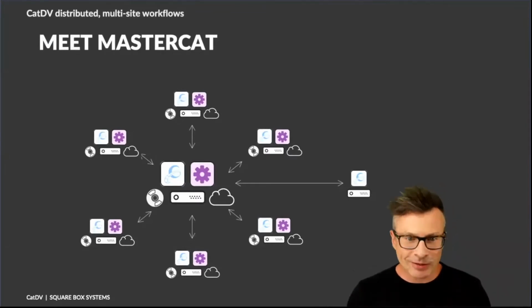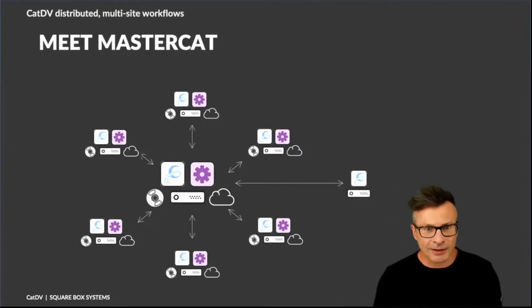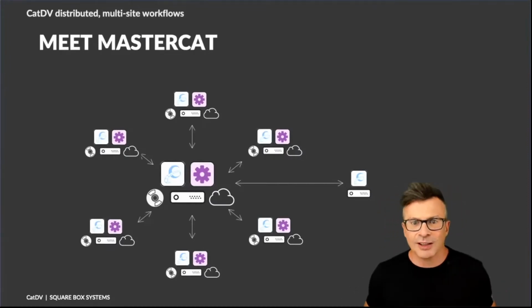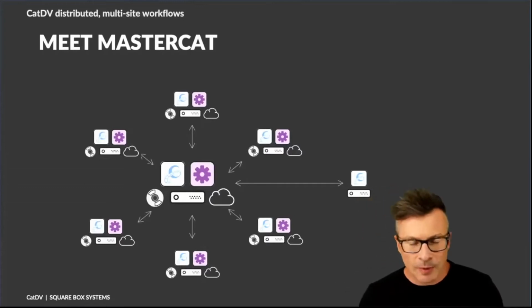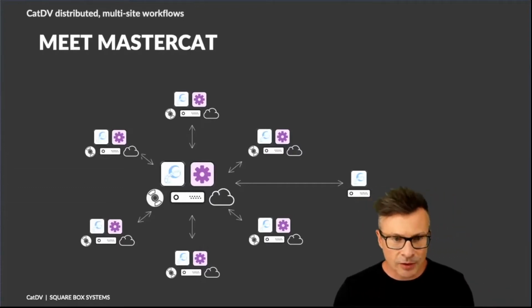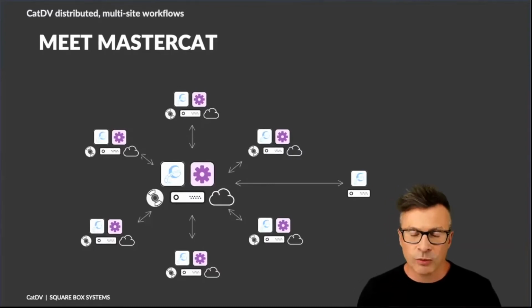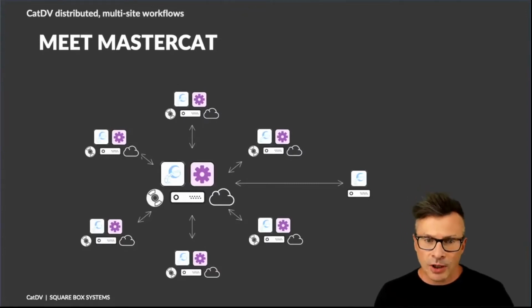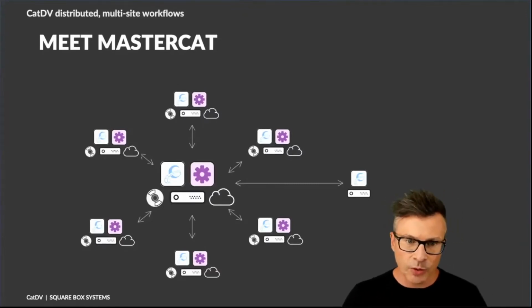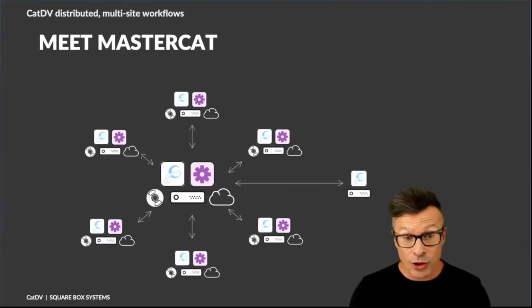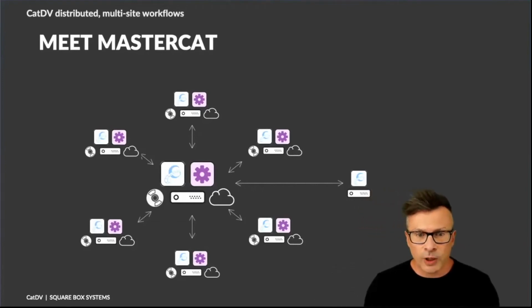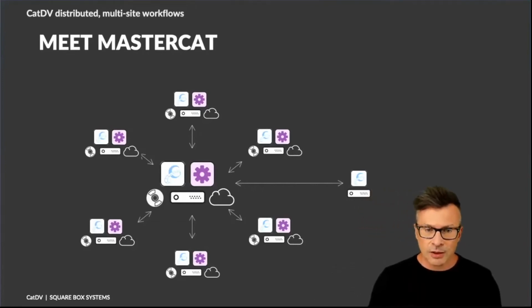This is a MasterCat diagram. So what is MasterCat? Well, what we can see here is we have 6 local CatDV installations feeding into one central CatDV system, and that's what we call a MasterCat system. So being able to have a distributed CatDV deployment, this one's got 6 in it, our largest one's got about 30, all feeding into a central CatDV system.